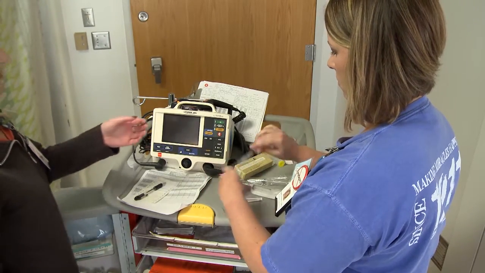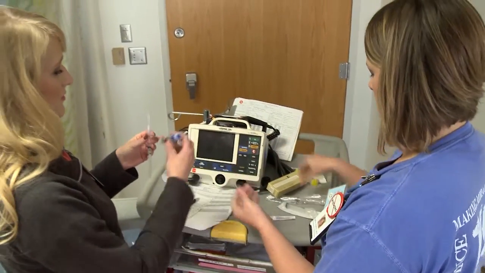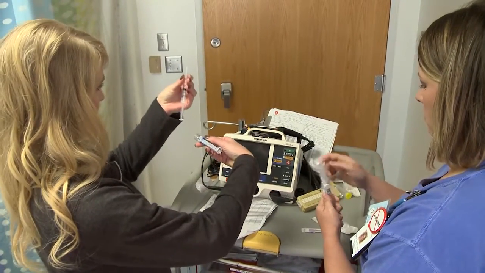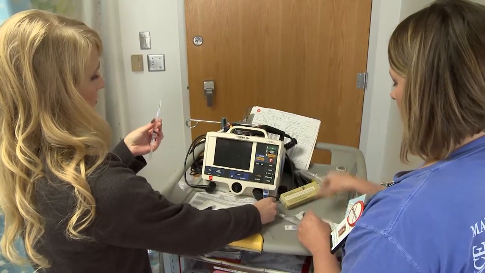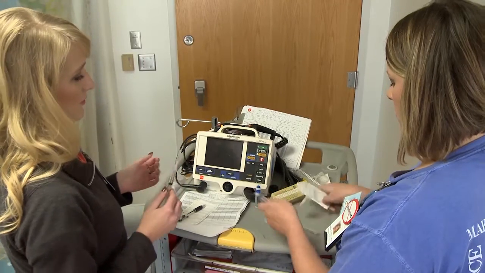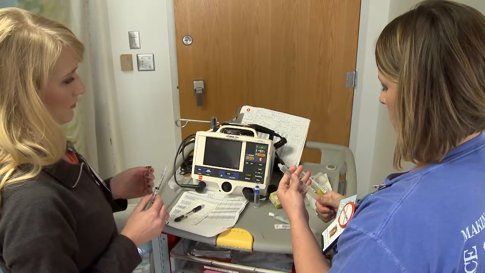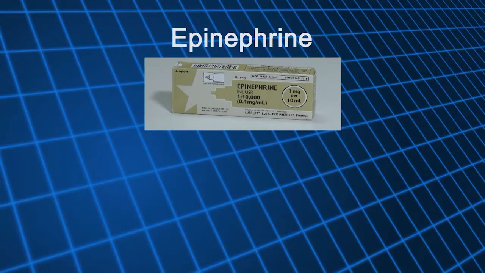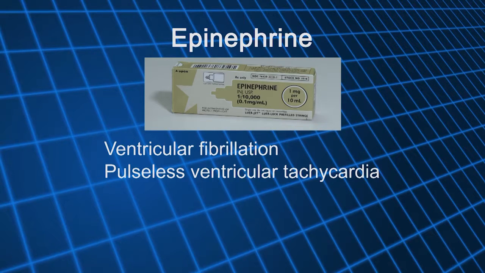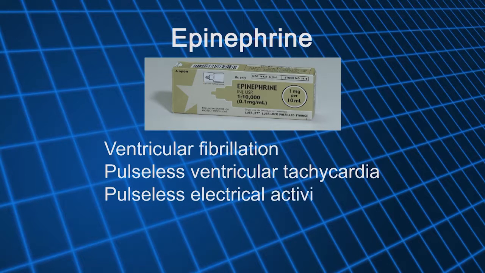At smaller doses, epinephrine will stimulate beta receptors. The beta-1 receptor stimulation will cause an increase in heart rate and myocardial contractility. Indications for the use of epinephrine would be ventricular fibrillation, pulseless ventricular tachycardia, pulseless electrical activity, bradycardia, or asystole. Code doses of epi are covered in the cardiac arrest module.